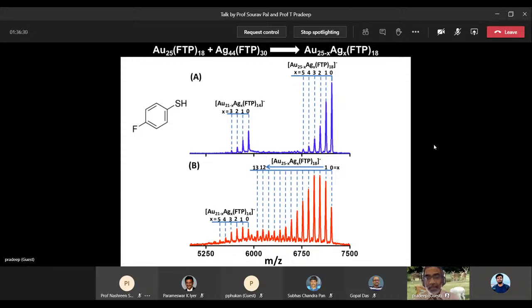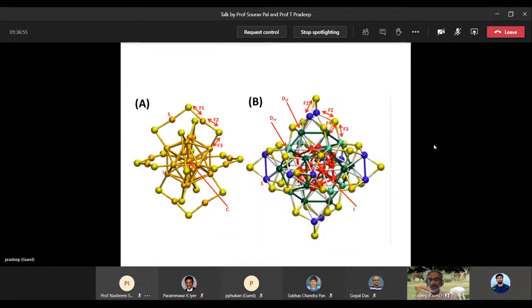With increasing time, this peak comes down in intensity and more of these peaks come up. And with increasing time, this peak disappears completely and an envelope of peaks appears. So what it tells you is that you can do molecular reactions. Keeping the structure constant, you can change one atom. Well, it is not just one atom, a series of atoms.